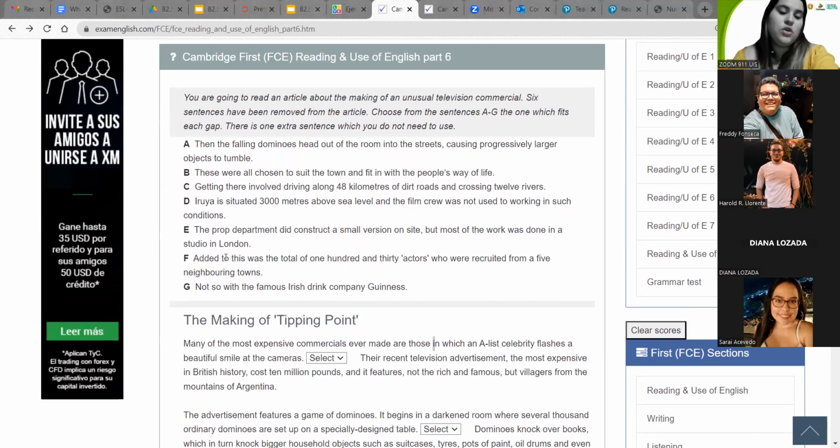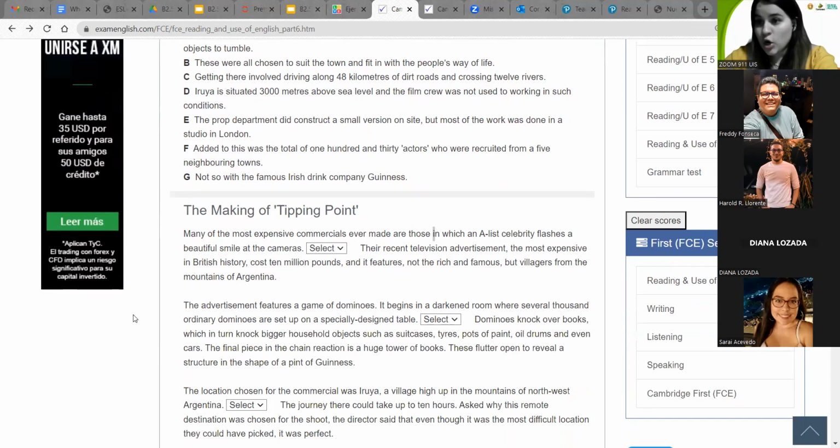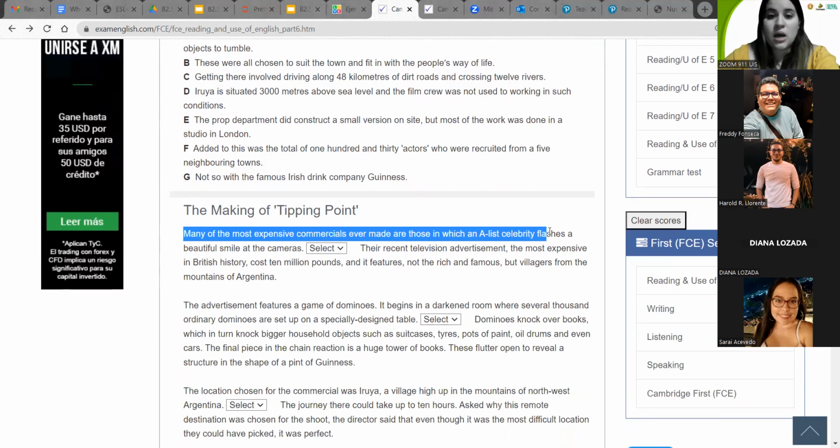The advice that I can give you every time that you're reading a text is to read the first sentence of each paragraph, or the last, or the first and the last, because always you're going to find like the summary of the text. And then, for example, you say, okay, in this first paragraph, they're talking about many of the most expensive commercials ever made, sorry, are those in which an A-list celebrity flashes a beautiful smile at the cameras. Okay, so we're talking about celebrities flashing or smiling at cameras.